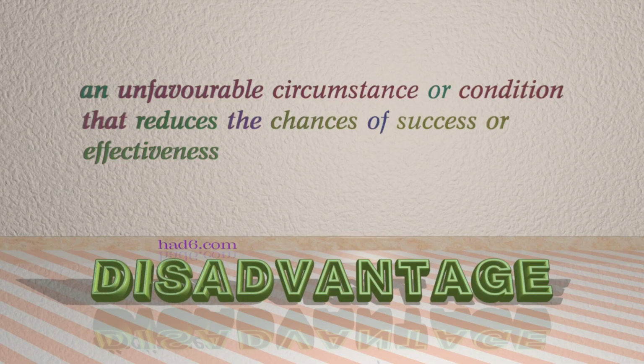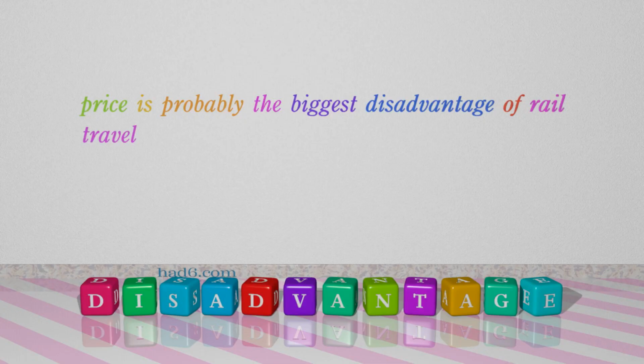Number 5. Disadvantage, which means an unfavorable circumstance or condition that reduces the chances of success or effectiveness. Disadvantage. For example, price is probably the biggest disadvantage of rail travel.